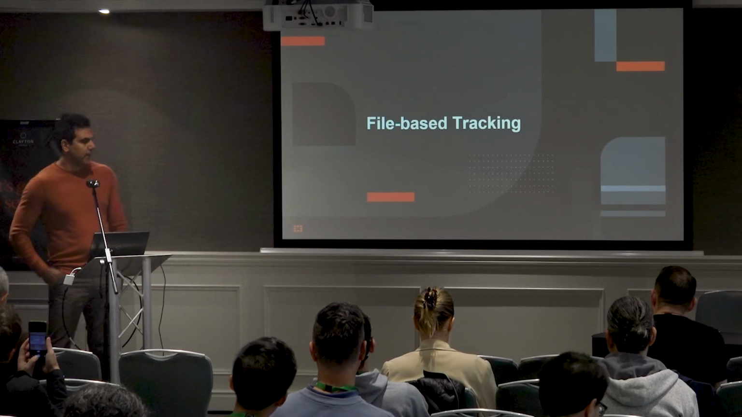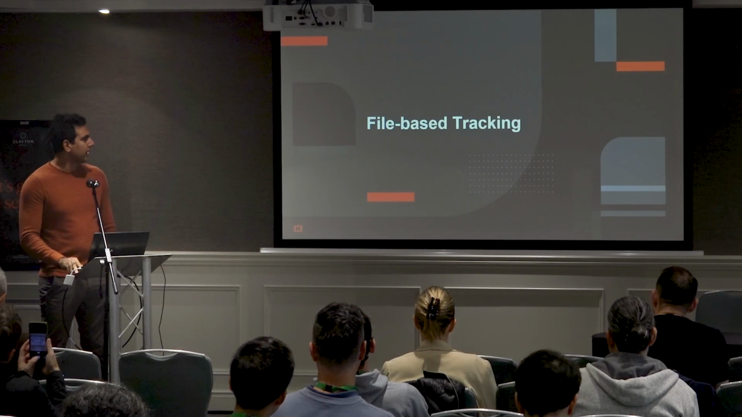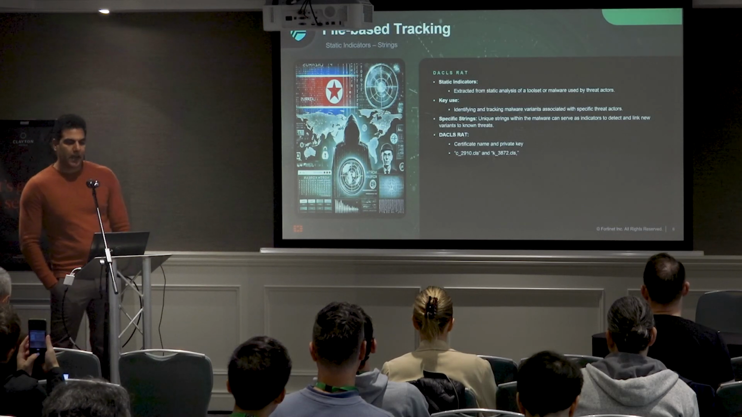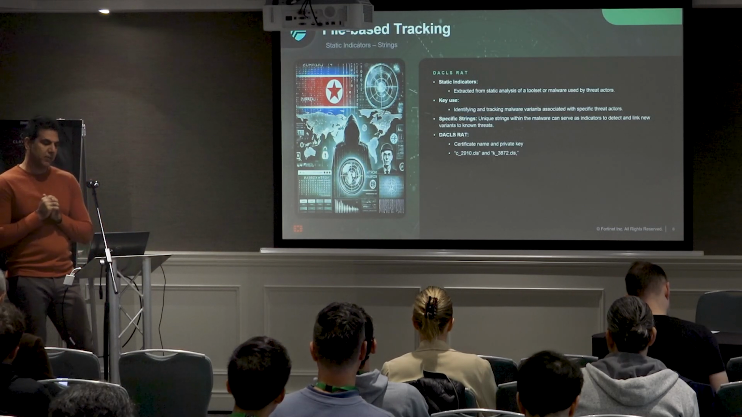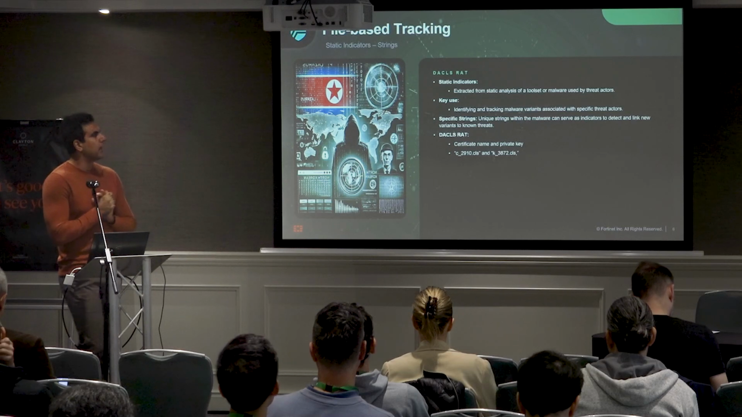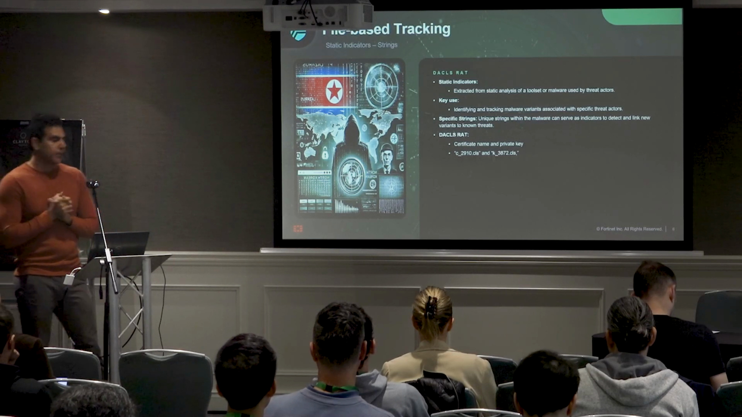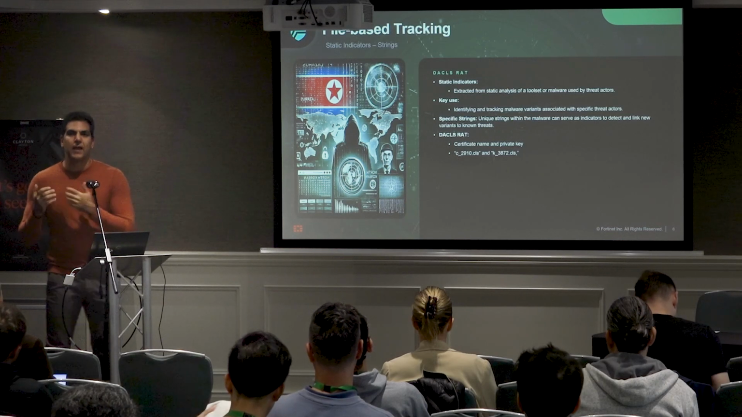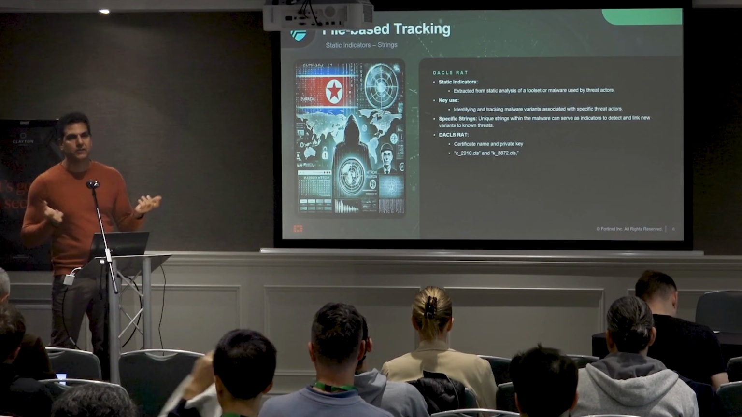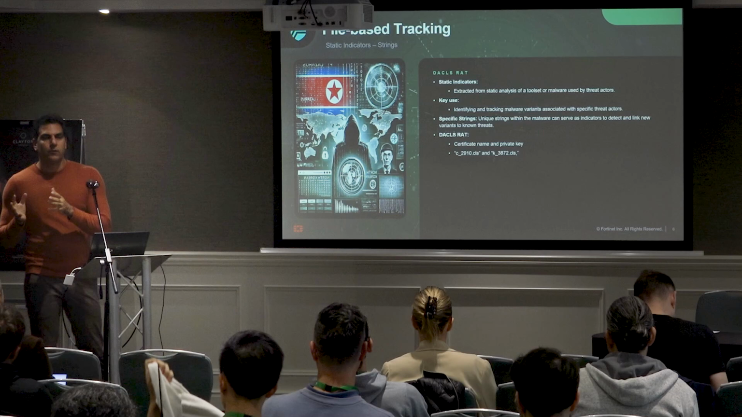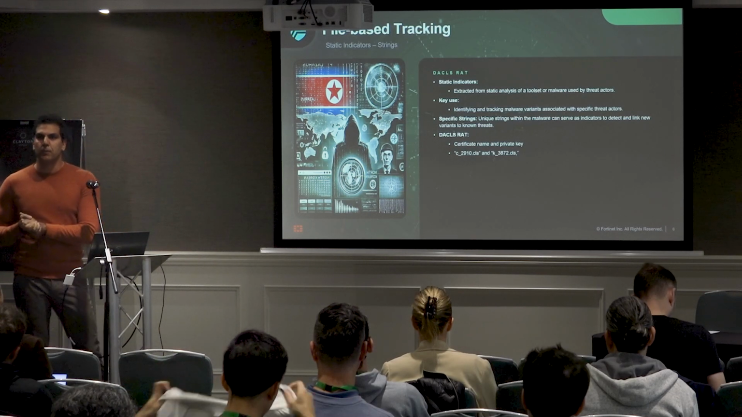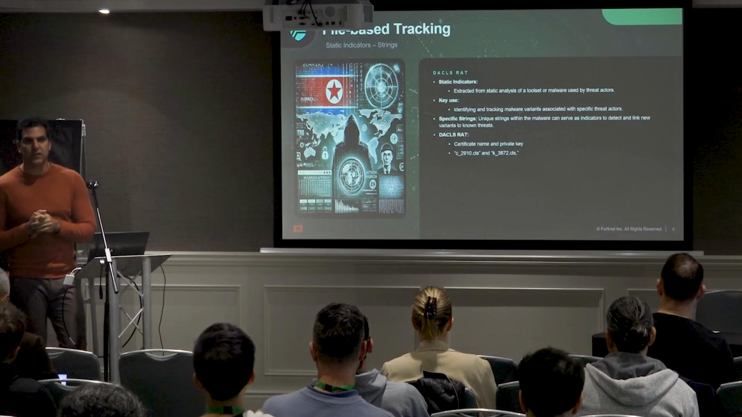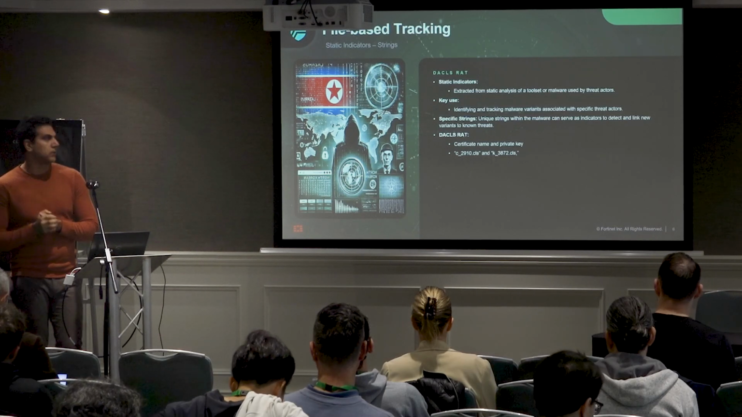The first category that I'm going to cover is file-based tracking. File-based tracking refers to using different artifacts extracted from a static analysis of toolsets as a pivot to track new activities associated with threat actors. And one of the simplest and still useful features is a string. So when there are strings embedded within the binary, you can still use them to track similarities or activities associated with threat actors.